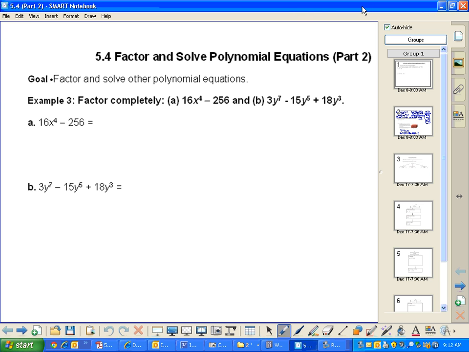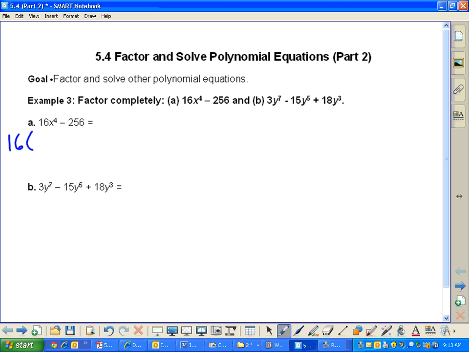So you're going to take that 16 out of the problem, essentially doing the distributive property in reverse. And then you have to ask yourself, well, hey, 16 times what gets you 16x to the 4th? And that would be x to the 4th. So 16 times x to the 4th gets you back to 16x to the 4th. You want to bring down your minus sign, and then you have to ask yourself, well, hey, 16 times what gets you back to 256? Good, Calvin? Yes, very good.